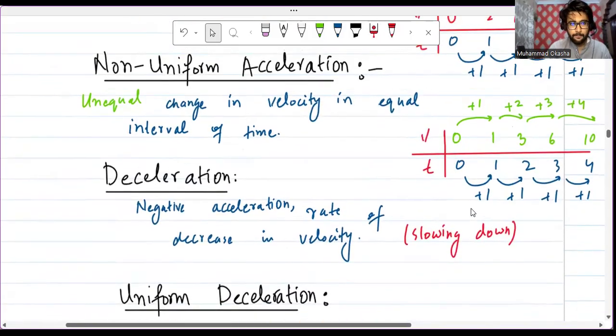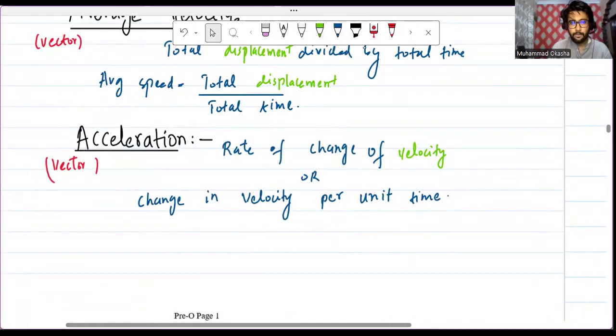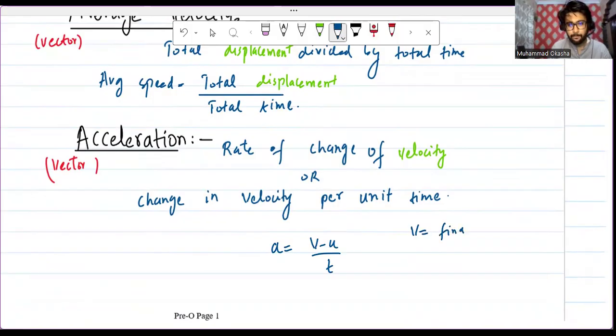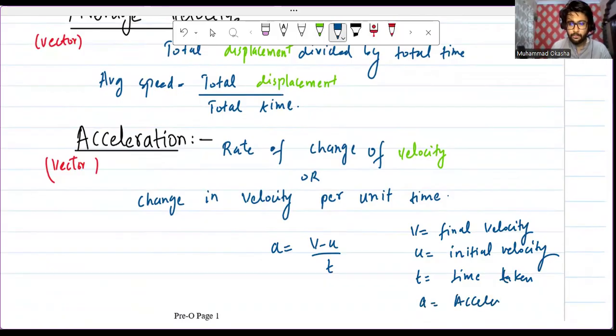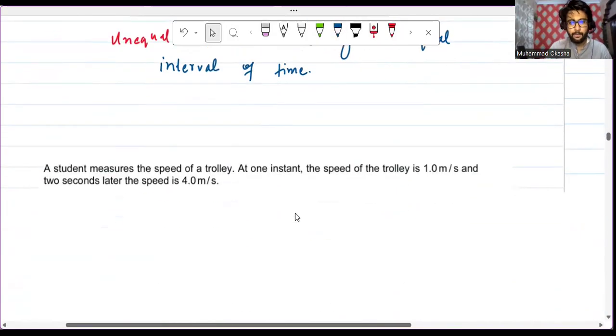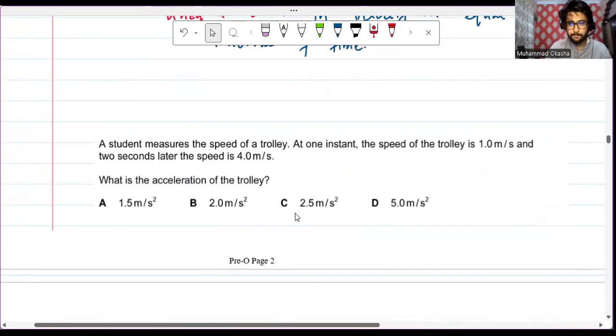Right, and I have the formula for acceleration over here as well. We know that acceleration is equal to v minus u divided by t, where v is the final velocity, u is the initial velocity, t is equal to time taken, while a is equal to acceleration. These are a few definitions that we need to know, and I think let's start.